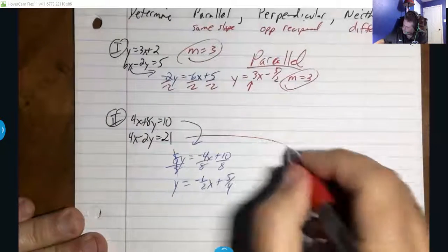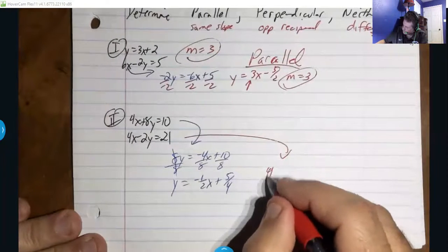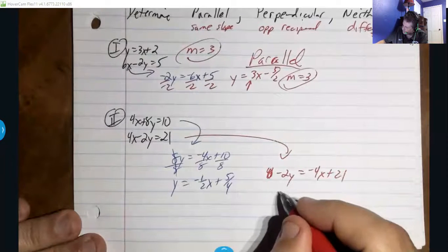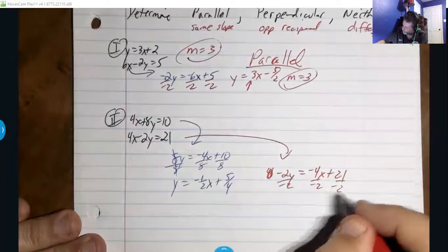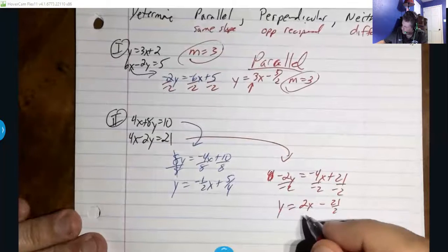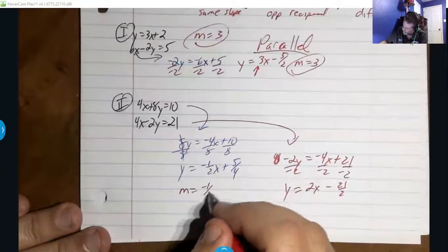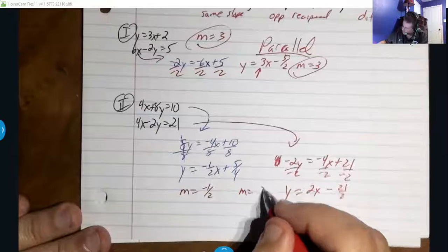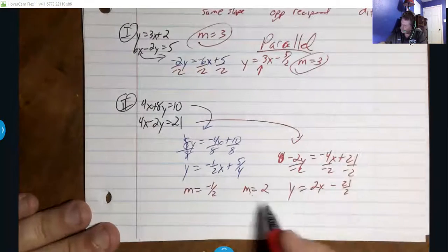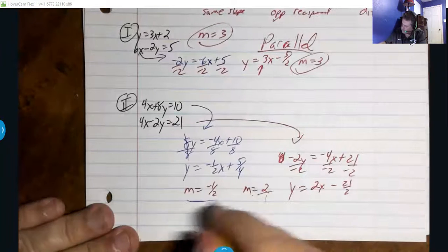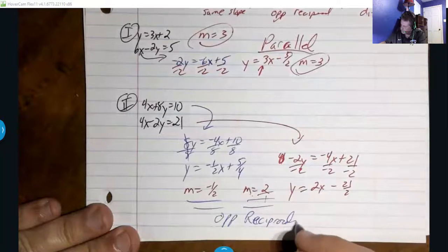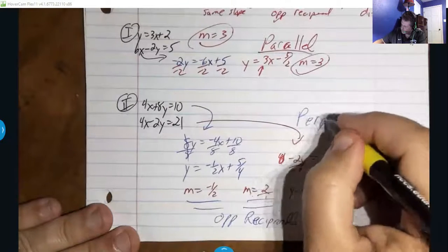All right, so let's take this one. Move the x over, negative 2y is equal to negative 4x plus 21. Divide by negative 2. Y is equal to 2x minus 21 over 2. All right, so this one has a slope of negative 1/2. This one has a slope of 2. Well, they are opposites. Remember, opposites and reciprocals. Well, this is 2 over 1. That's 1 over 2. So when we look at these two, they are opposite reciprocals, which makes these guys perpendicular.